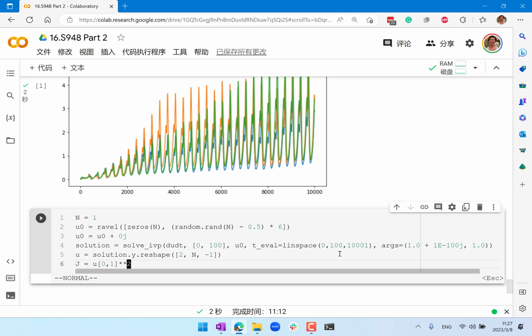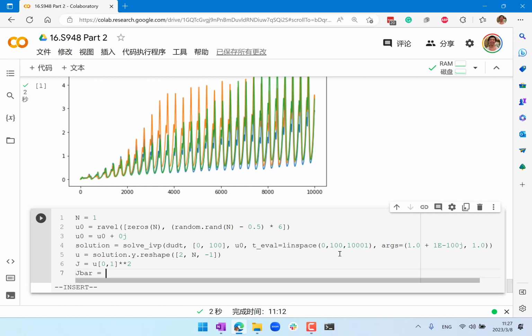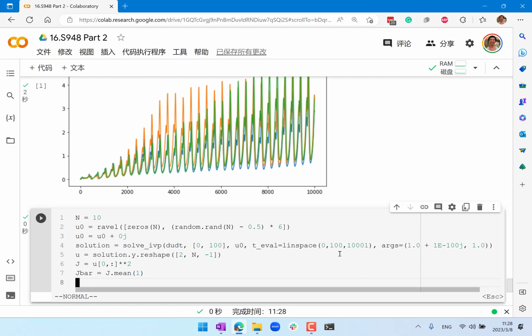Now my J bar is an average, right? So J bar is equal to J dot average. Actually, let me start with a few solutions, 10 solutions. I would get 10 different J's, and when I take the mean, I should be taking the mean over the first dimension, which is the dimension of time, right? So I get a bunch of J bars, one for each solution. And let's look at what J bar is like.